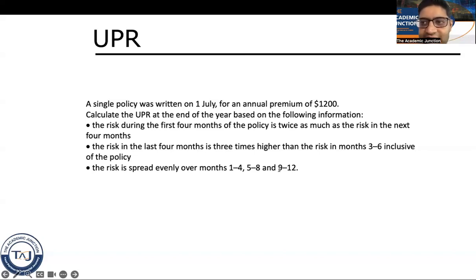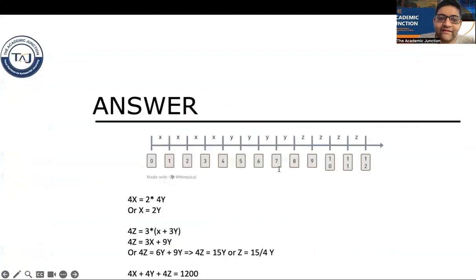However, this question deals with only one single policy, so you don't need to make that assumption. No, so I have adjusted for that, so that 1 by 24 becomes now 1 by 12. You don't need to do that at all. So the answer is actually way simpler.